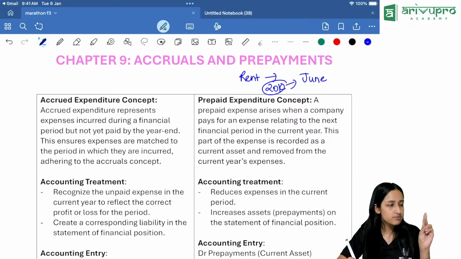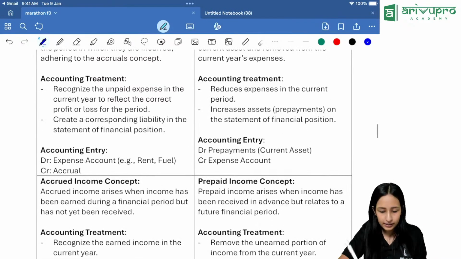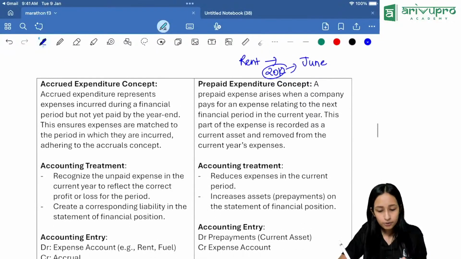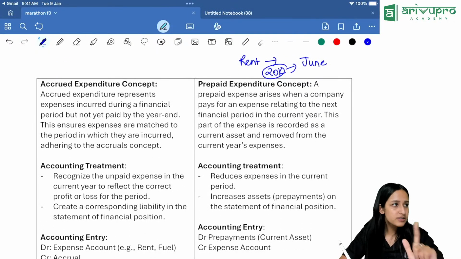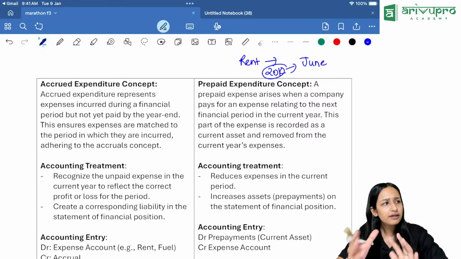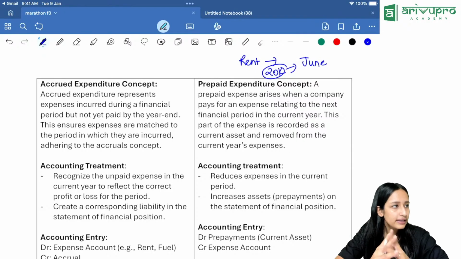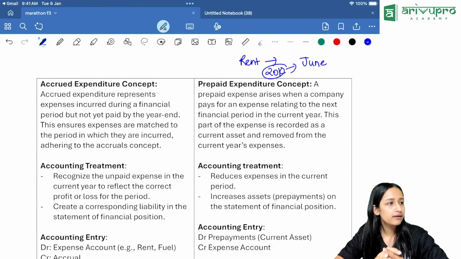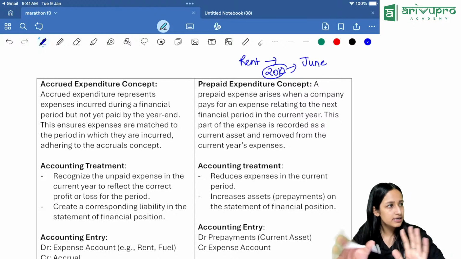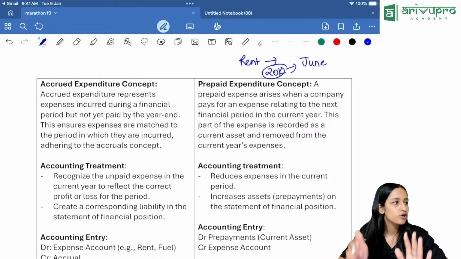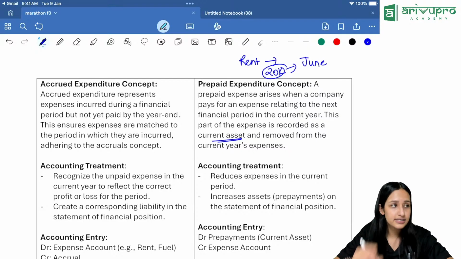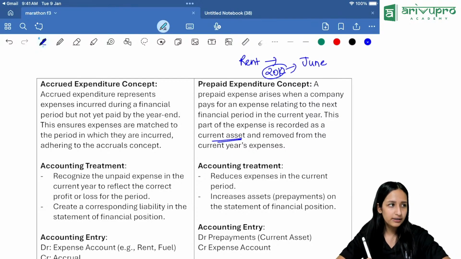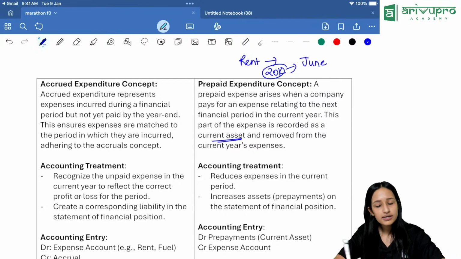Now we have two types: prepaid expenses and prepaid income. Okay, now here I'm talking about rent, which I'm gonna pay, so that is prepaid expense. So I've already paid for the rent. The only thing I need to do is take the advantage. That's it. I've paid for it. There's nothing else left. So that's why this becomes a current asset for us. We've already paid for it, right? The only thing left for us is using its services.